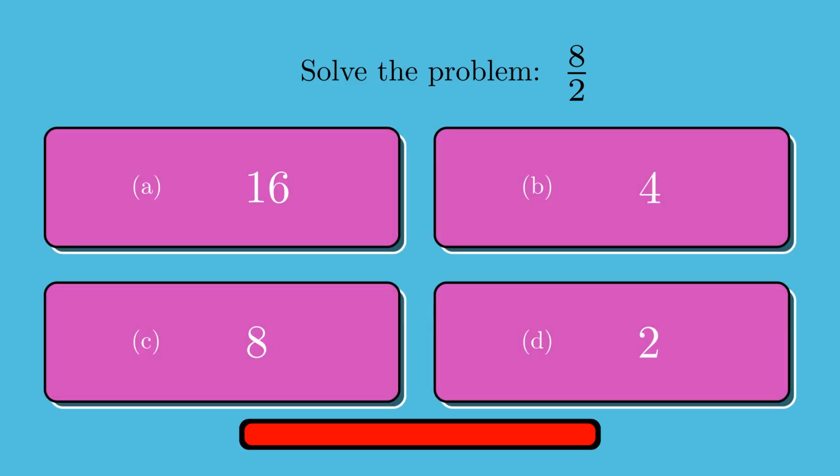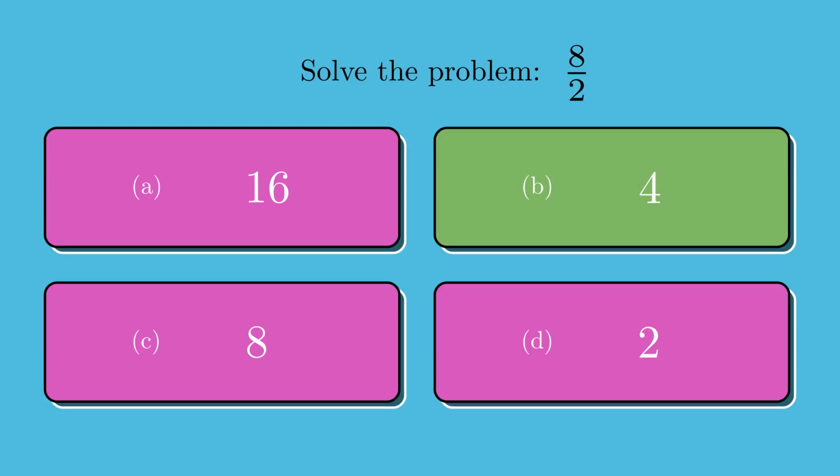You have 10 seconds to solve the problem. 8 divided by 2. A, 16, B, 4, C, 8, D, 2. Time starts now. Correct answer is B.